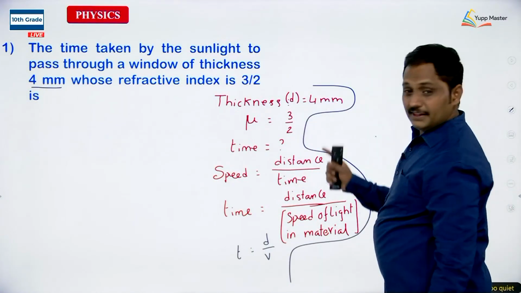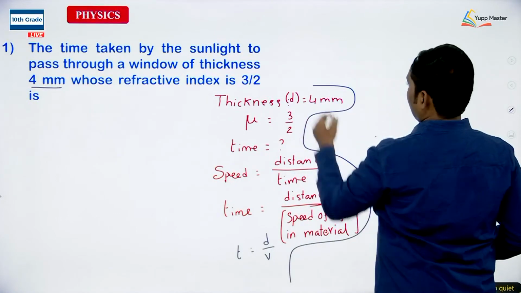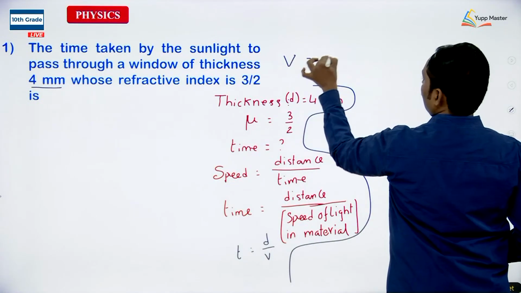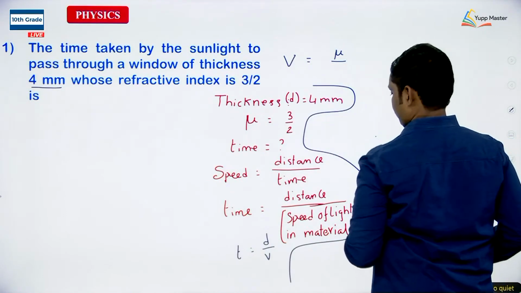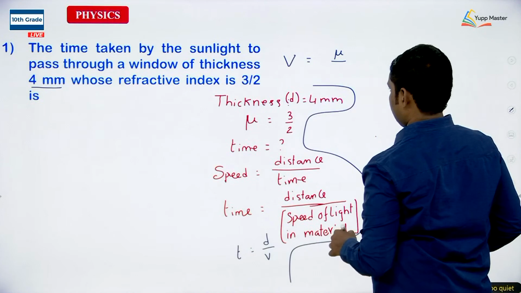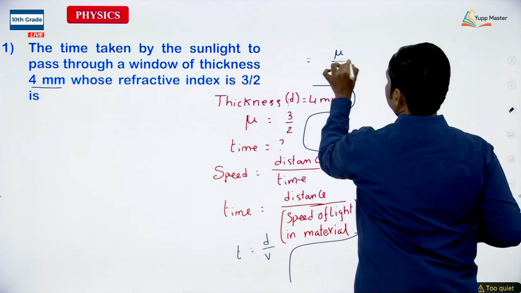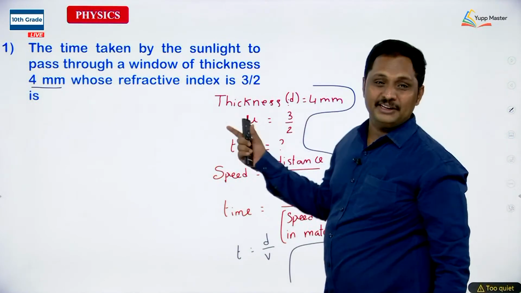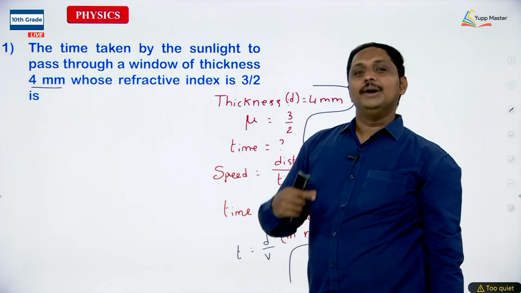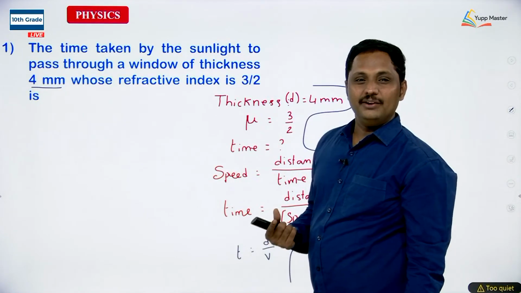Now, you can easily substitute and get this value. So, you have to calculate v. If they have given the speed of light in that material, it is okay, otherwise you have to calculate it. Easily you can find that out.